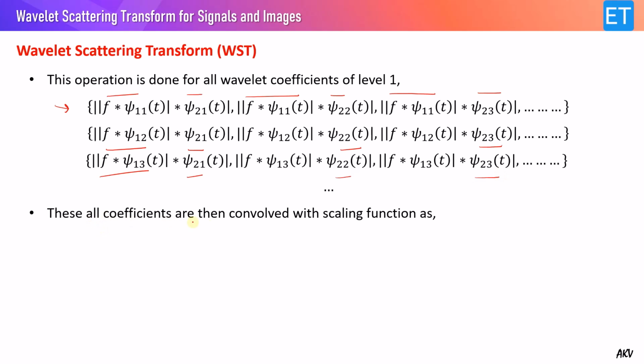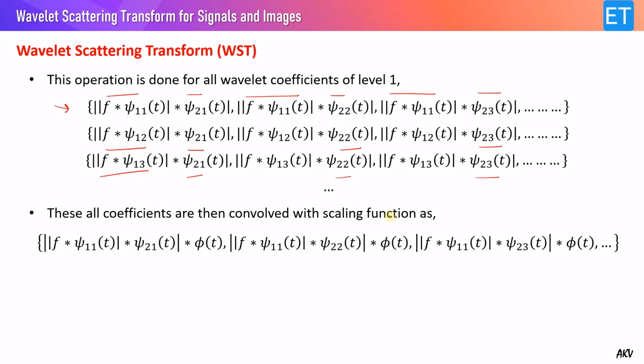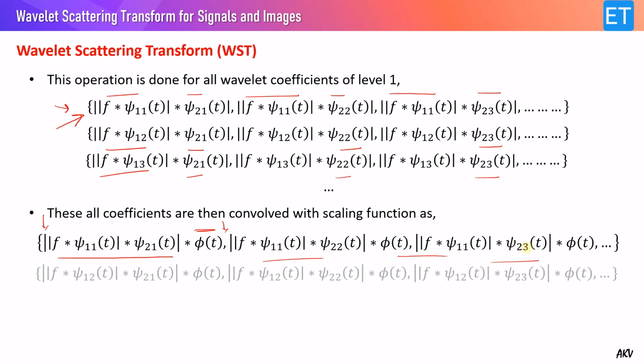And now all these coefficients are convolved with a scaling function to get the scattering coefficients. So I'm just talking about this. So f convolution psi 1 1, then further convolved with psi 2 1. So these are wavelet coefficients, and then they are further convolved with the scaling function, and then we take the modulus operation. So this is done for all wavelet coefficients.